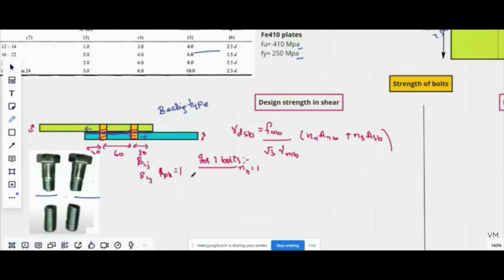And n_s is equal to 0. As I can see, there is only one shear zone. I have shown you one type of failure, how the bolt fails. I have assumed that the bolt is failing in the threaded portion.